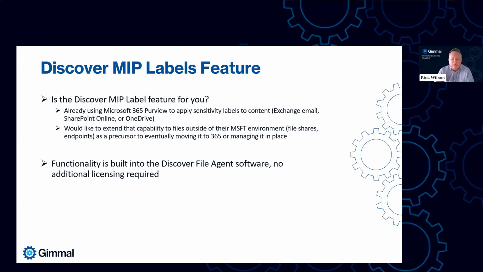Discover will allow you to pull those sensitivity labels from 365 and then define a set of criteria to examine your local content on your file shares and your endpoints and apply those Purview labels for you automatically. There's no easy way to do this in the confines of Microsoft 365 today.